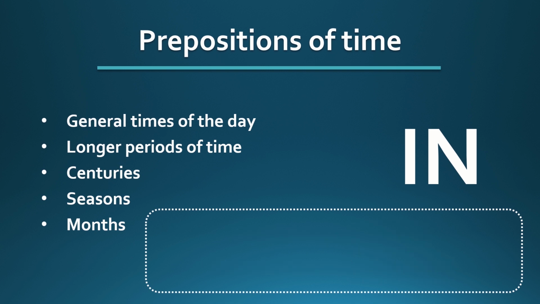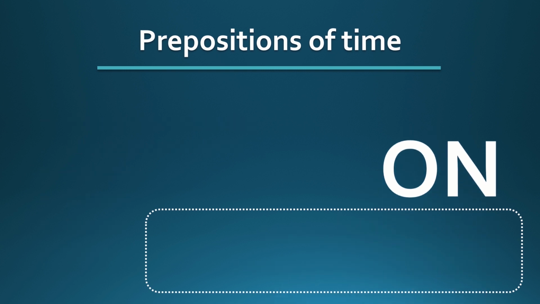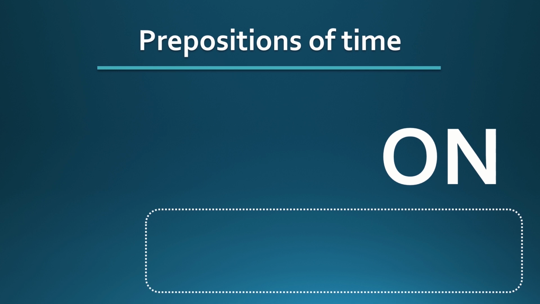The last use is years. So whenever we want to talk about years, we use the preposition in. I was born in 1994. I attended school in 1998. Let's move on to the second preposition of time, on.